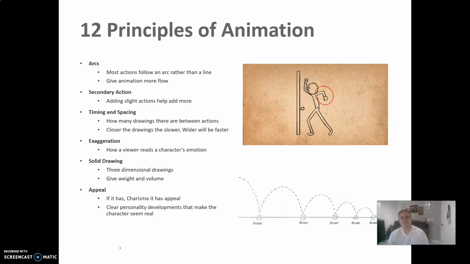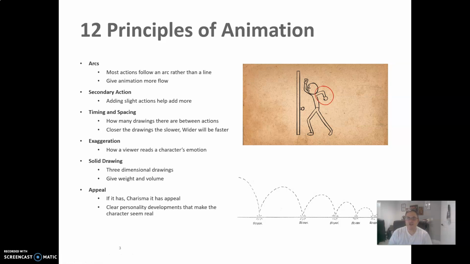Along with that, there are secondary actions, which add more inflection. Like this guy right here to the right, he's got this arm that's supposed to showcase his anger a little bit more, the strength to push in. That's a secondary action that adds to the primary action of him knocking on the door. We also have timing and spacing, and depending on where we place drawings, specifically like a ball bouncing, it can tell us how things move and how fast.